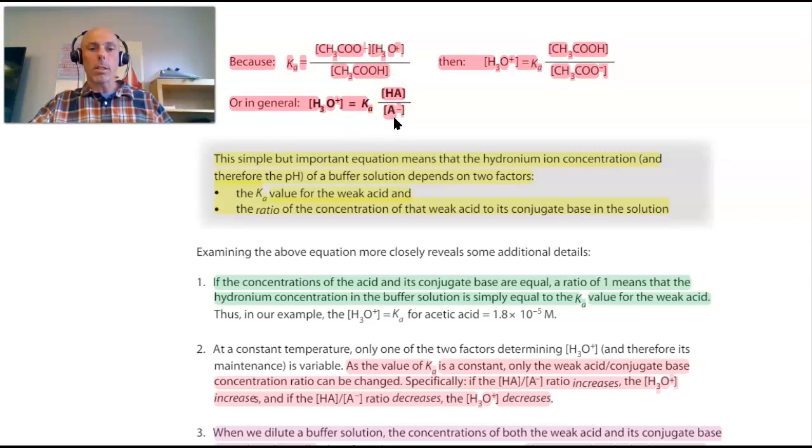What that means then, and we're looking at this section in yellow, is that the hydronium concentration, and therefore the pH, because they're interchangeable, is based on two factors: the Ka of that weak acid and the ratio of the concentration of weak acid to conjugate base. The higher the Ka of that weak acid, the greater the hydronium concentration, the lower the pH. The greater the ratio of weak acid to conjugate base, the greater the hydronium concentration, and as well the lower the pH. So those are the two factors that will influence the hydronium and therefore the pH of a buffer: the Ka of the weak acid and the ratio of the concentration of weak acid to conjugate base.